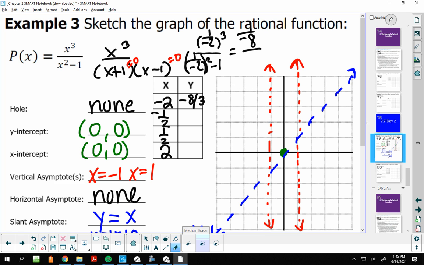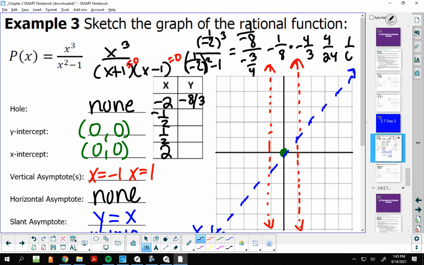And then when we're dividing by a fraction, we're really multiplying by the reciprocal. So we have negative 1/8 times the reciprocal, which is negative 4/3. So we get a positive 4 over 24, which simplifies to 1/6.